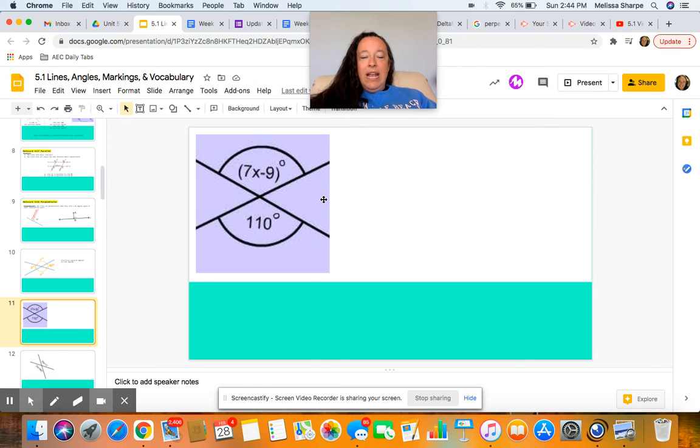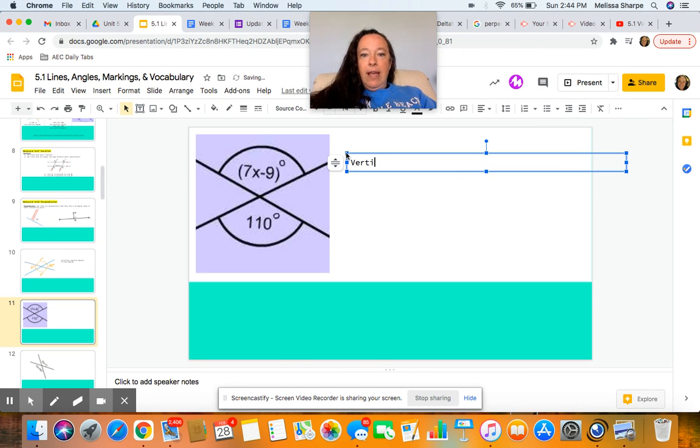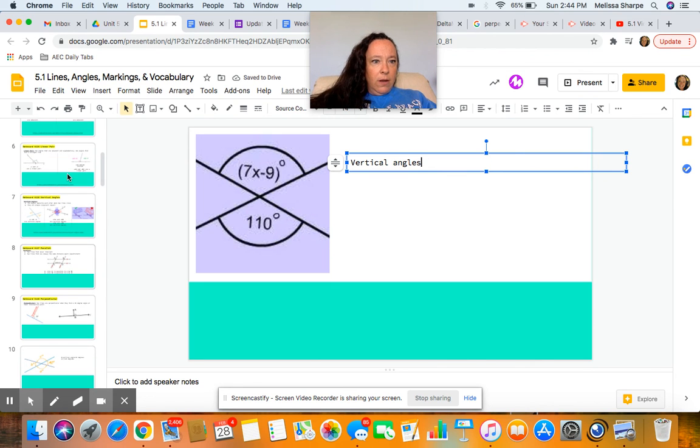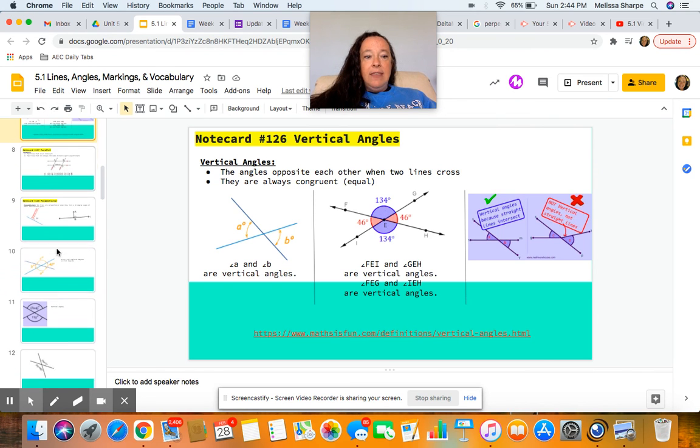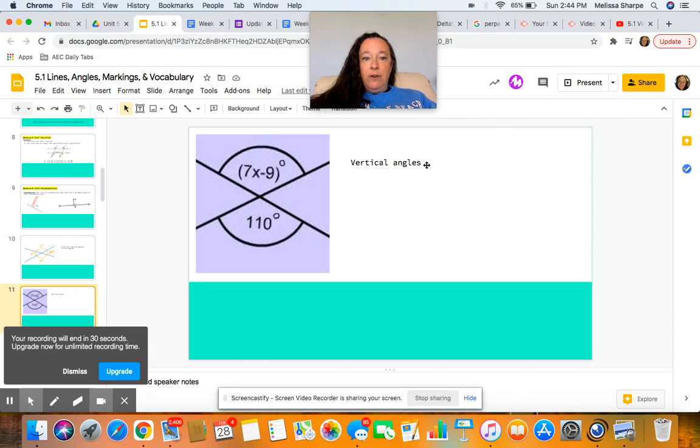Let's look at this one. This has some algebra in it. It has 7x minus 9 and 110. What type of angles are these? These are vertical angles. Make sure you look back at your note card. They're vertical angles. They're angles opposite each other when two lines cross, and they are congruent. So these are vertical angles, and then you would set them up.